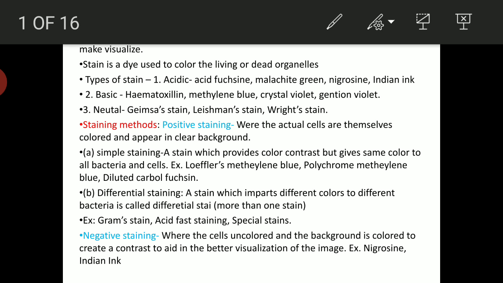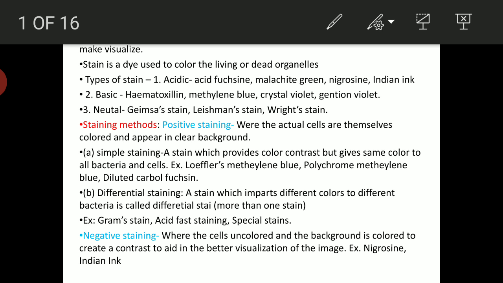Another way of positive staining is differential staining. In differential staining, a stain which imparts different colors to different bacteria is called differential staining. For example, Gram stain, acid fast staining, special stains.